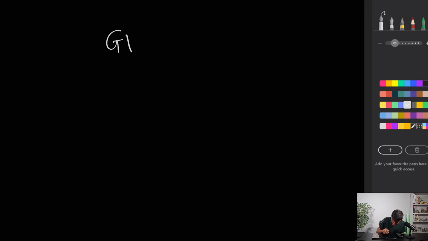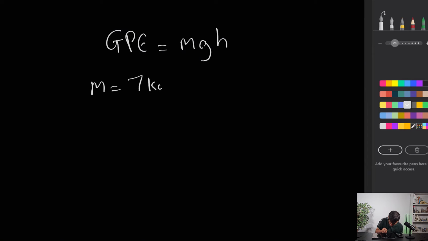So this, we're asked to work out the gravitational potential energy, and we know that the equation for that is GPE equals mgh, where m is the mass of the object, g is the gravitational field strength, and h is the height. In this question, we're given m as 7 kg, and we're also given h, the height, as 5 meters above the ground. So h is 5. We're also given g, which is 9.8 meters per second squared.